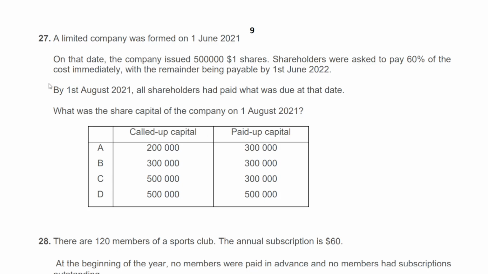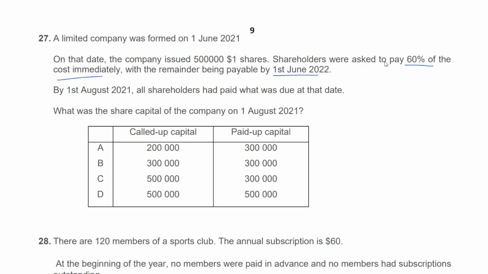Question number 27. A limited company was formed on 1st June 2021. On that date, the company issued 500,000 $1 shares. Shareholders were asked to pay 60% of the cost immediately, with the remainder being payable on or by 1st June 2022. By 1st August 2021, all shareholders had paid what was due at that date.